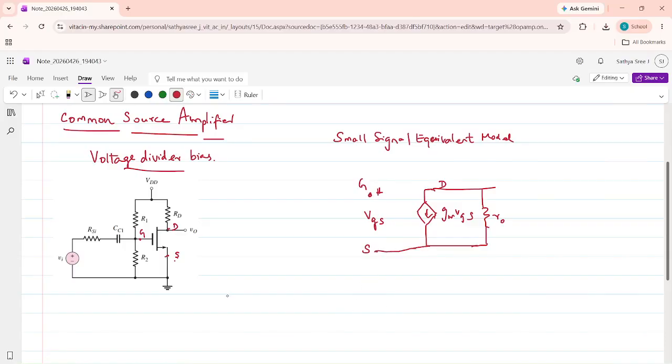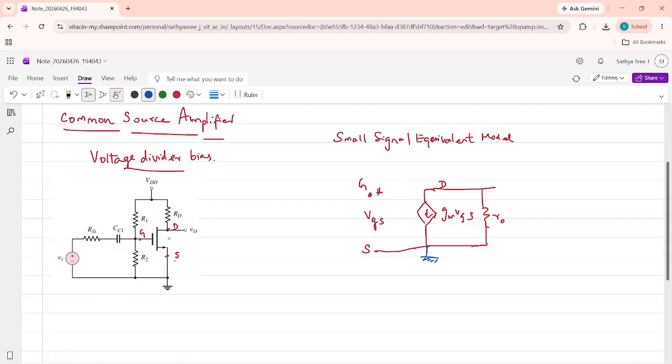Now we can see here the source. The source is connected to ground. You can see here, this source point is connected to ground. So whatever we have drawn till now is the small signal equivalent of this transistor between the gate, drain, and the source. Now we are going to add the remaining. We have to add the biasing components. So the source is connected to ground.